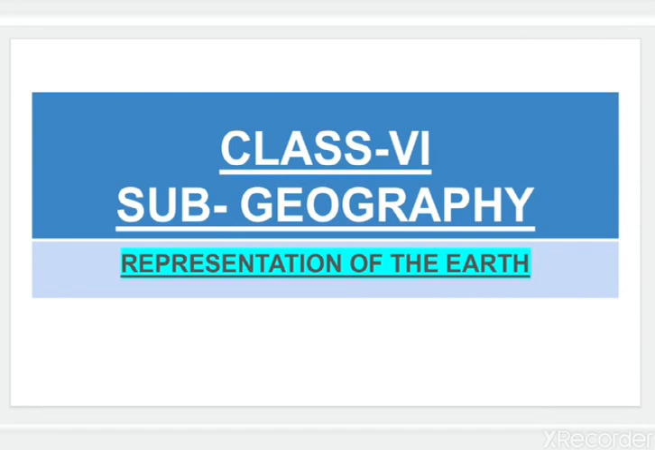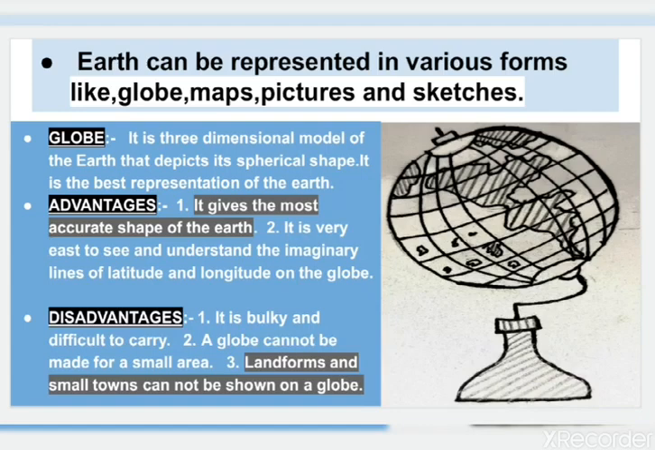Today's topic is the representation of the earth. So let's start. See, the earth can be represented in various forms like globes, maps, pictures and sketches. So in this chapter we will learn about these things in detail. So let's start with globe.